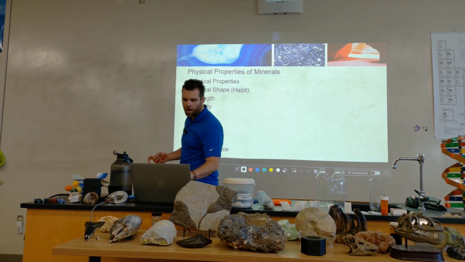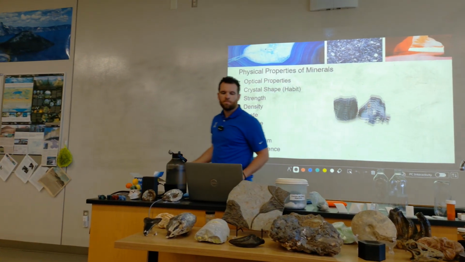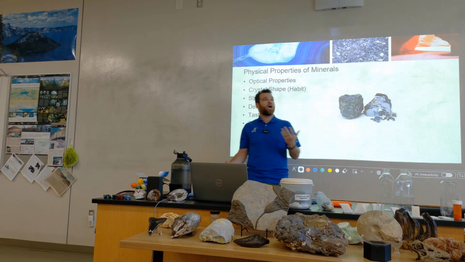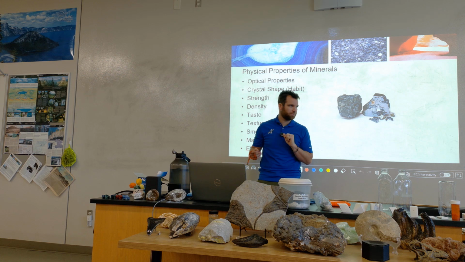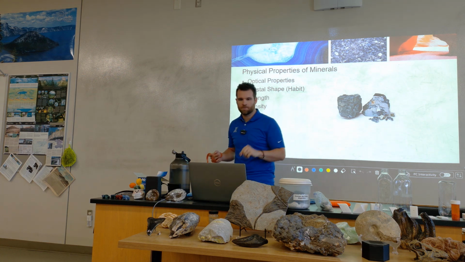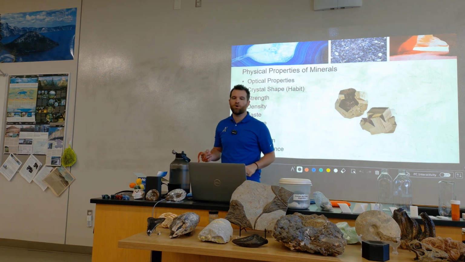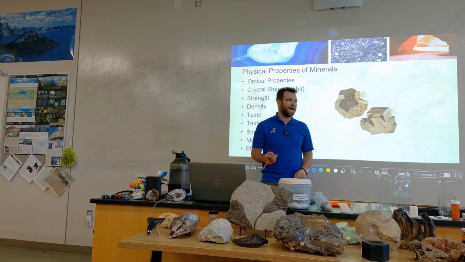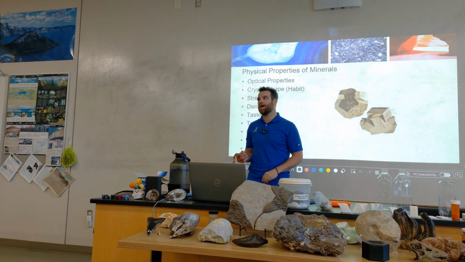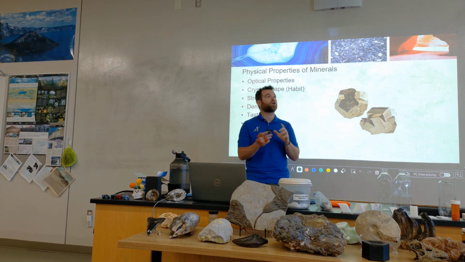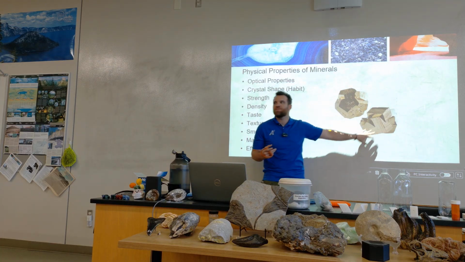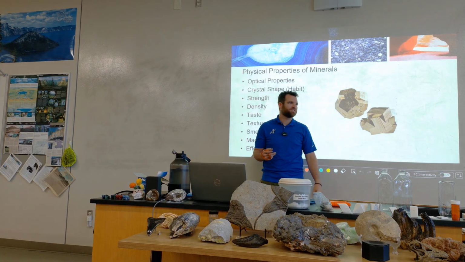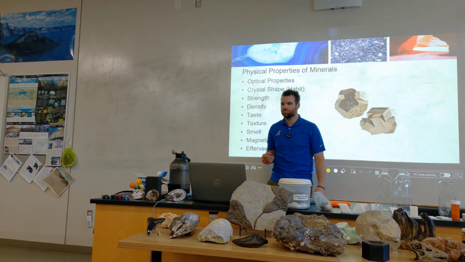All right, so these properties, things like optical properties, namely, how does light interact with my mineral? On the surface or through the structure. Okay. Shape, also known as form, also known as habit. All three of those words describe the natural shape that it grows into. And yes, they do grow into these neat geometric shapes. You'll see some of those.